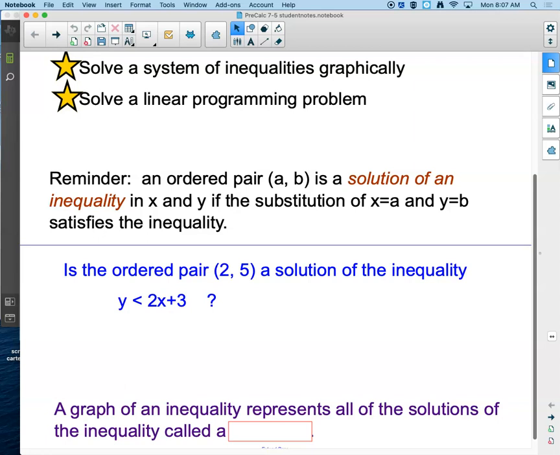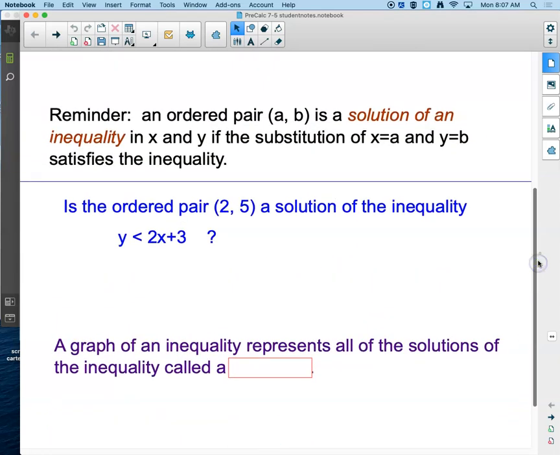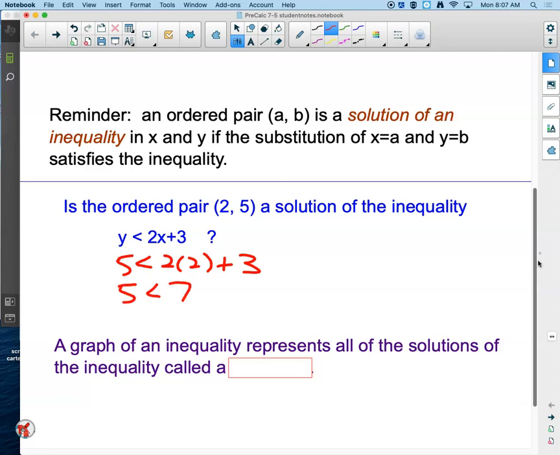In this case it says, is the ordered pair (2, 5) a solution to this inequality? Well, we need to plug it in and take a peek. So the 5 will go in for y, and then we'll do the math following the order of operations and see what we have. Well, 2 times 2 is 4, and 4 plus 3 is 7. So this says 5 is less than 7. Yeah, that's true.